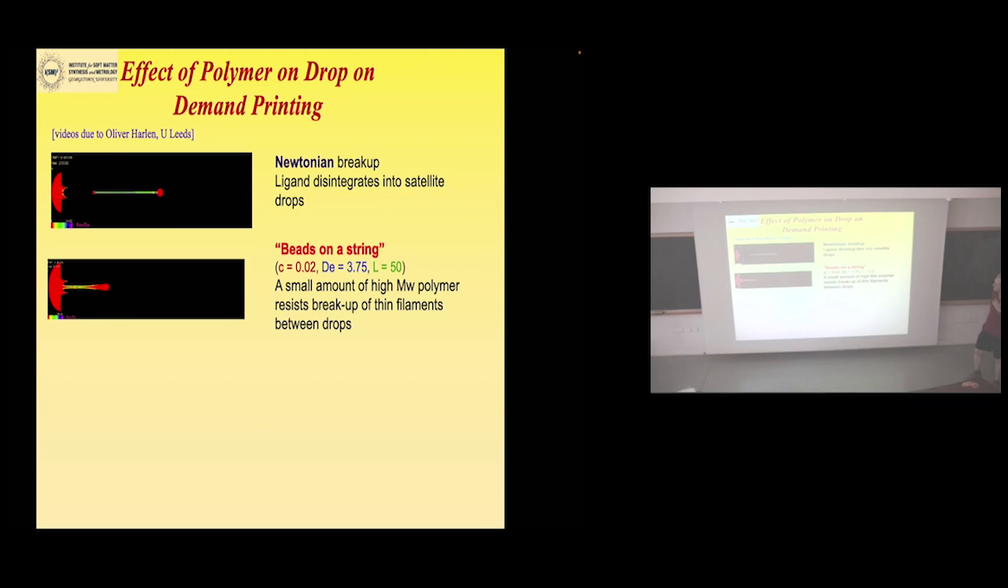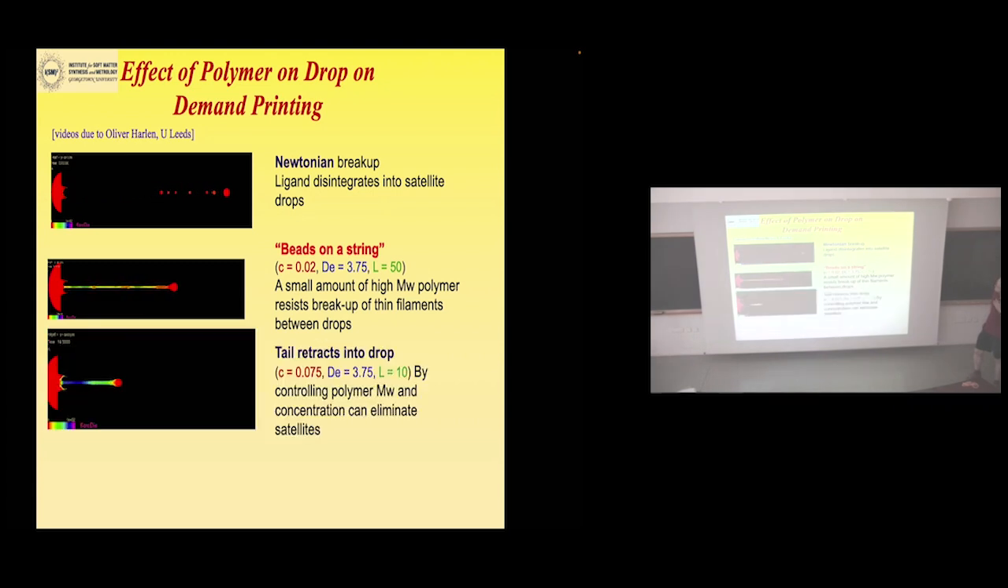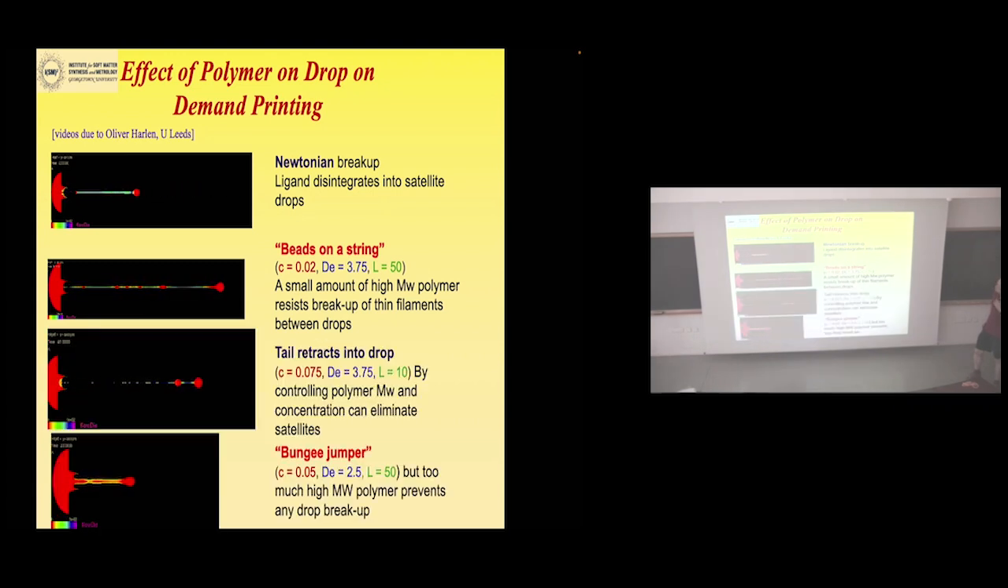Here are just some movies showing the different effects of shooting a drop. So here I'm just shooting a Newtonian fluid. This is a movie due to Oliver Harlen. And these are calculations of essentially, this is Newtonian, and then these three are polymer solutions with different molecular weights of polymers at different concentrations.